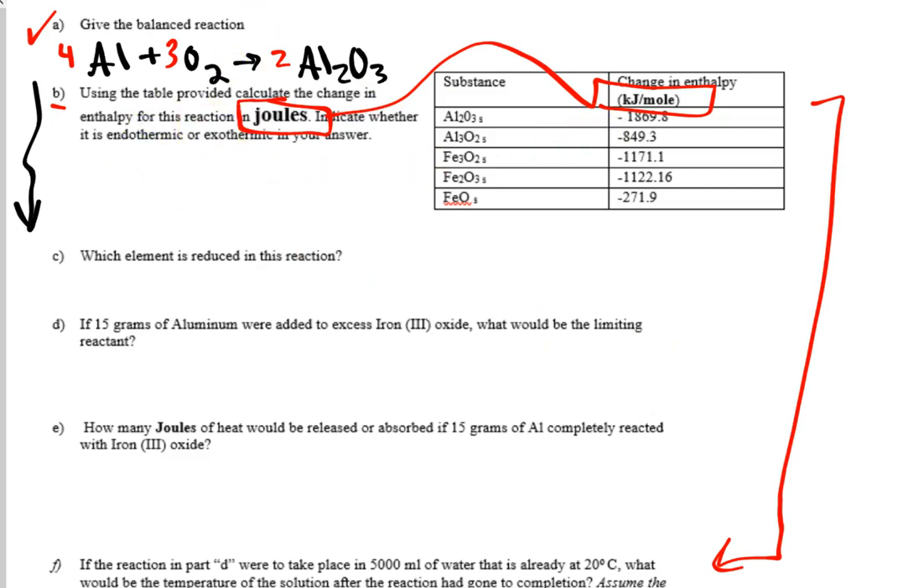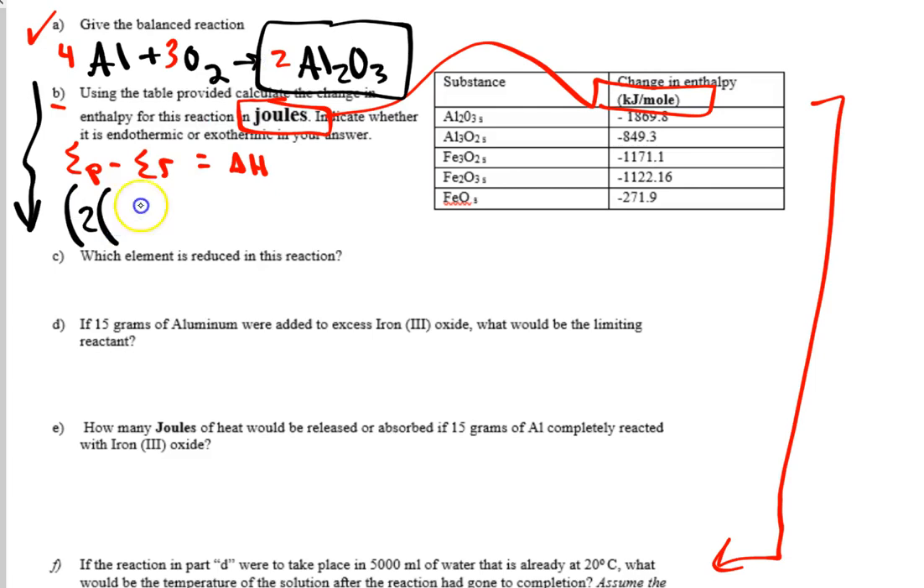Part B follows the equation. The sum of the products minus the sum of the reactants is equal to your enthalpy. Does that seem familiar? We did it 2 days ago, and you didn't mind it. Most of you were like, this isn't bad. So, the only product I have is here, correct? So I take the coefficient, 2, and I multiply it by the enthalpy that I find in this table. Al2O3 is the one that's kind of crossed out. It's right here. You okay with that? Negative 1869.8.